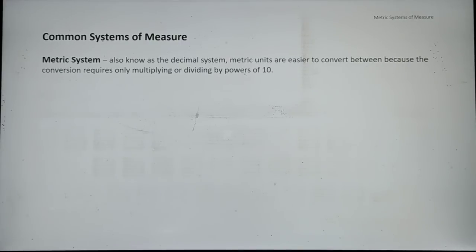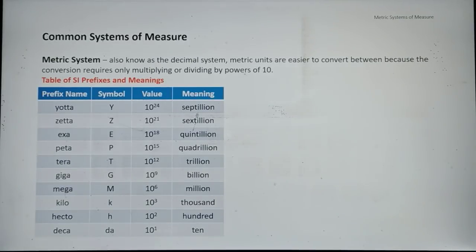Converting units in this system is quite easy because it's done by multiplying or dividing the measure by the powers of 10. The table of SI prefixes and meanings presents the prefix, the symbol, the value, and the meaning of the prefix.